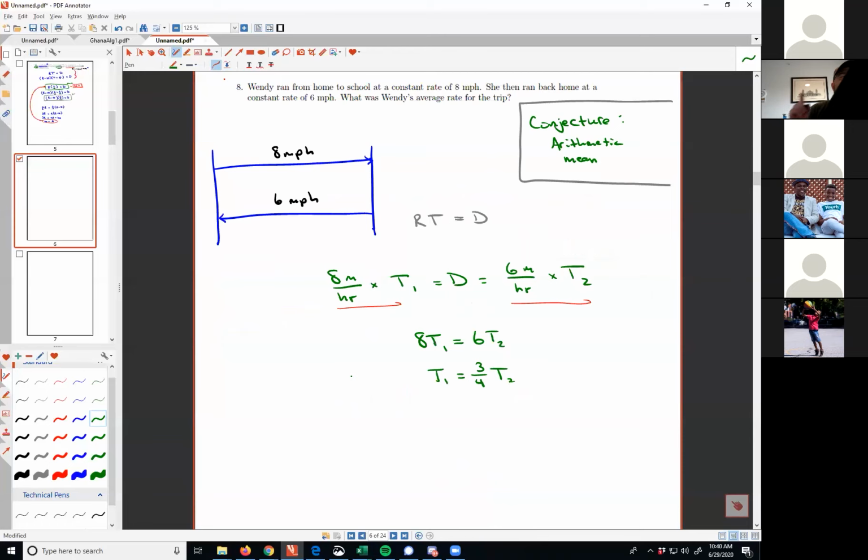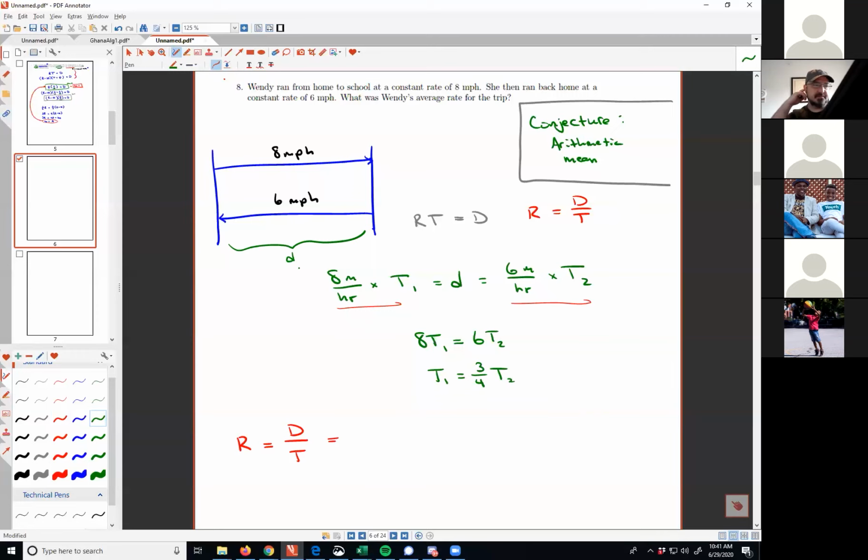Okay, we want to know Wendy's average rate for the trip. And someone mentioned manipulating the original equation earlier, and maybe I should have listened. That is what we need to do for the final calculation. So rate is distance over time. For us, I'm going to call the distance little d here so that we don't confuse it with big D.